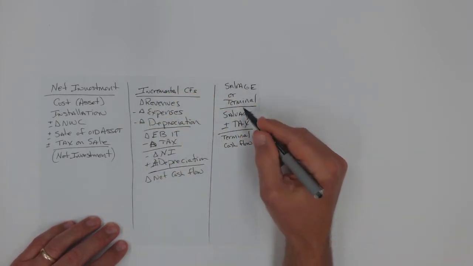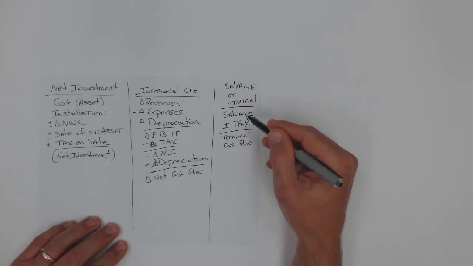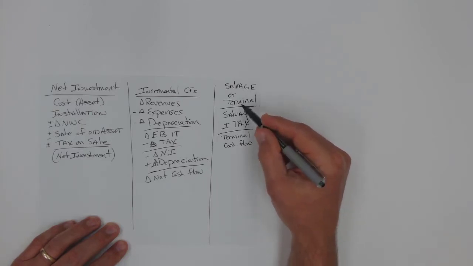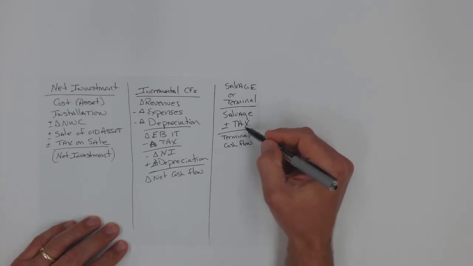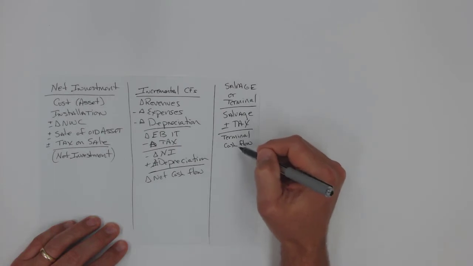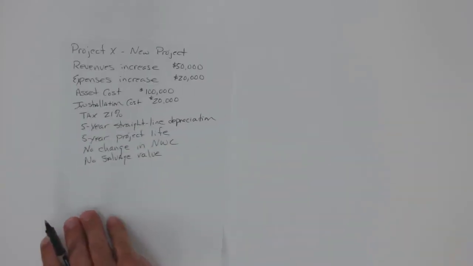The same for the salvage value. If we have the ability to sell it at the end, the terminal period at the end of the life of the project, we have a salvage. Anytime we sell something, there's a potential for tax, which would give us our terminal or salvage value.